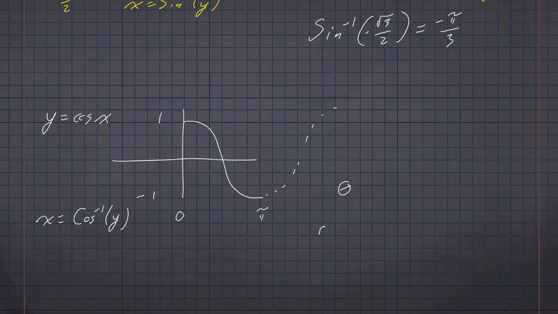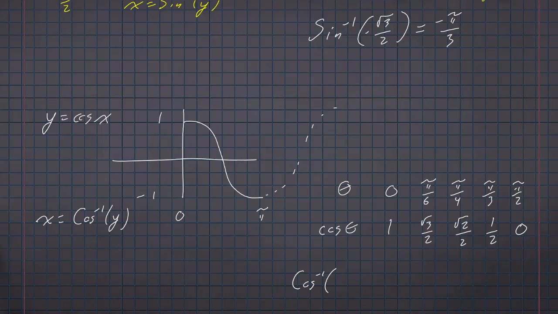So if we know the special angles for cosine, 0, pi over 6, pi over 4, pi over 3, and pi over 2 being 1, root 3 over 2, root 2 over 2, root 1 over 2, which is 1/2, and root 0 over 2, which is still 0. Then we can work backwards and say that the inverse cosine of root 3 over 2 is pi over 6.